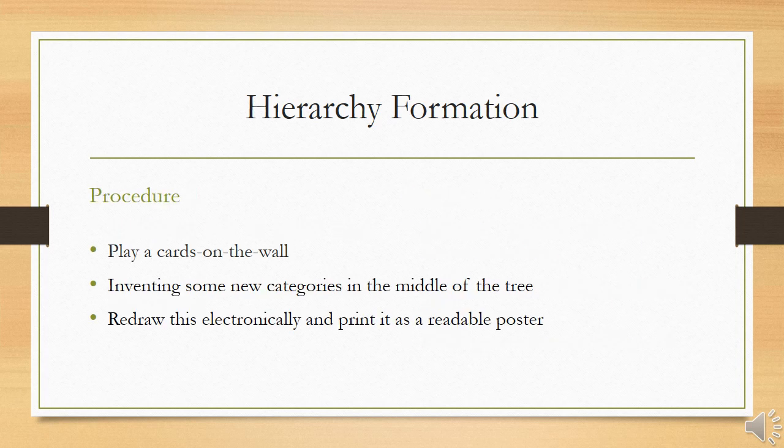Procedure. Play a cards on the wall exercise with small groups and organize each list of primitives from the document mining into a hierarchy, possibly inventing some new categories in the middle of the tree. Redraw this electronically and print it as a readable poster. When you complete, you have 6 hierarchies which populate row 2.